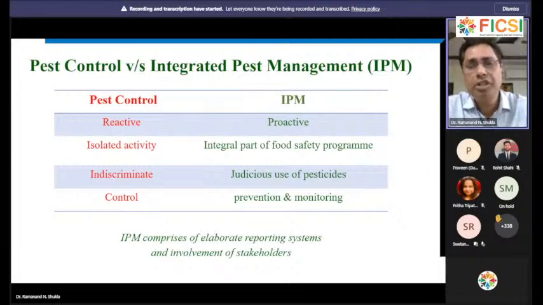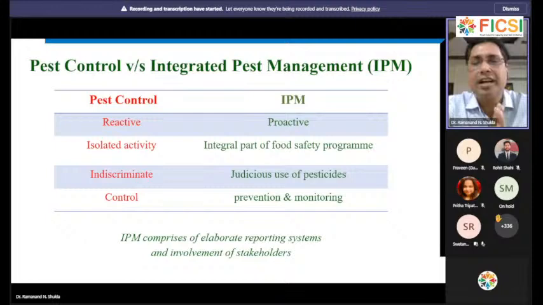Now, these are loosely used for the same thing. But when we look at pest control, it's largely reactive and an isolated activity. When I say isolated activity, it means that you have signed up a contract and you allow the pest control operator to do whatever they want. So they would perhaps resort to indiscriminate use of pesticides, spraying everywhere or putting different kinds of pesticides or rodenticides everywhere, and eventually expecting the pests to go away. And finally, it aims to just control the population.